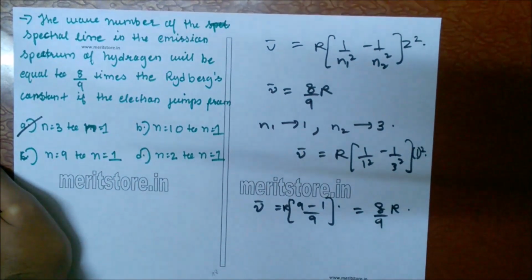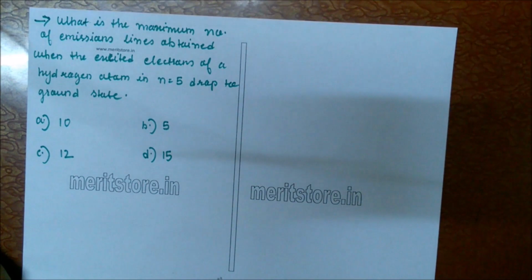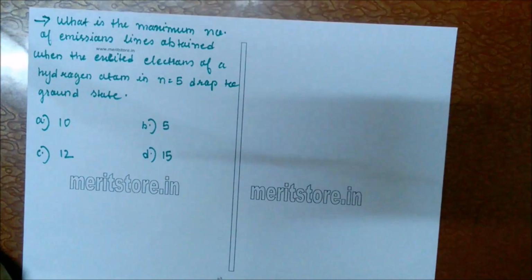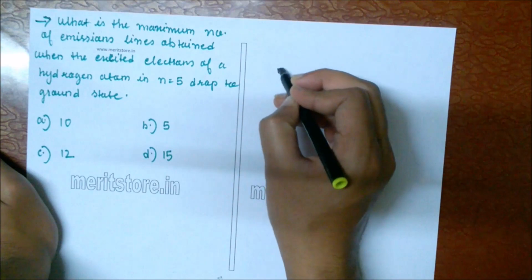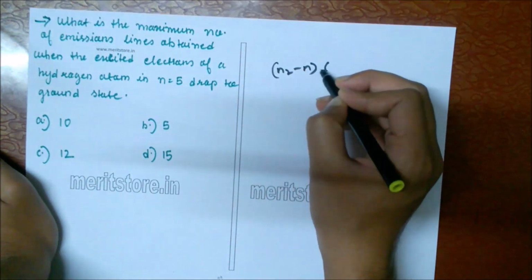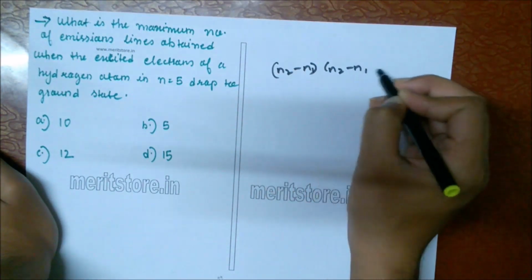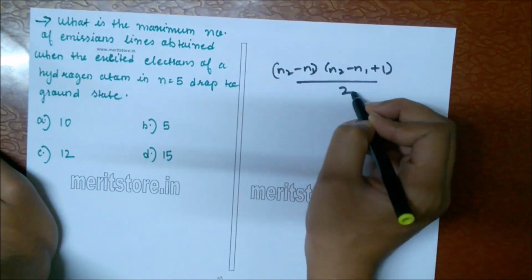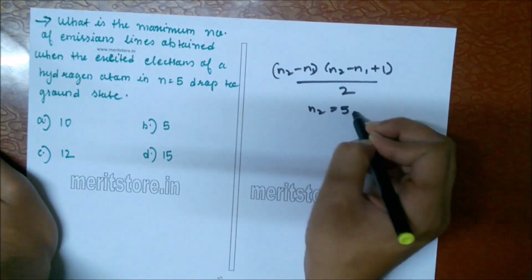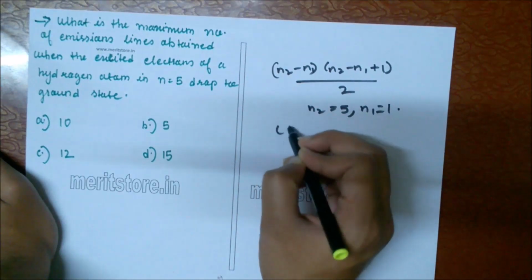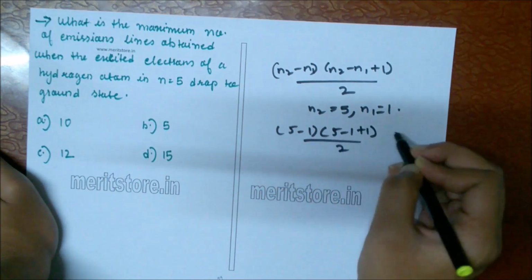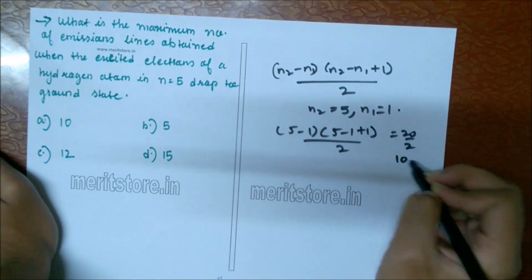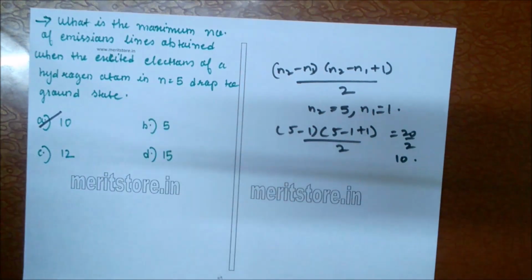Option A. What is the maximum number of emission lines obtained when the excited electron of a hydrogen atom in n equal to 5 drops to the ground state? Number of emission lines in the spectrum will be equal to (N2 minus N1) into (N2 minus N1 plus 1) divided by 2, where N2 is equal to 5, N1 is equal to 1. 5 minus 1 into 5 minus 1 plus 1 divided by 2, which is equal to 20 upon 2, 10 lines. So option A is the correct answer.